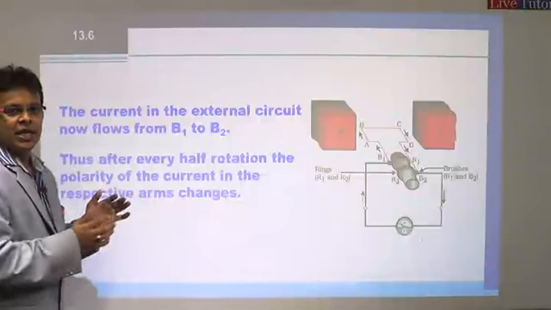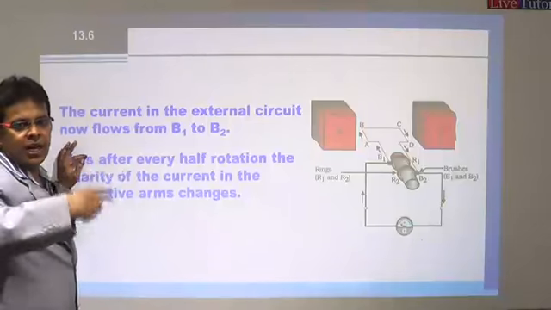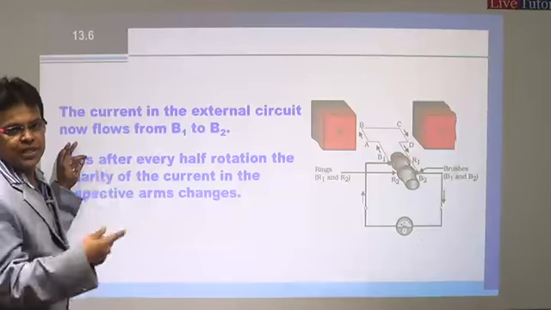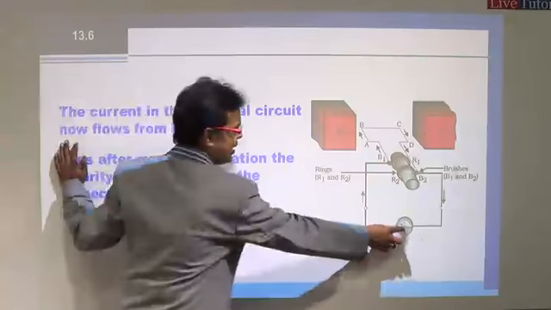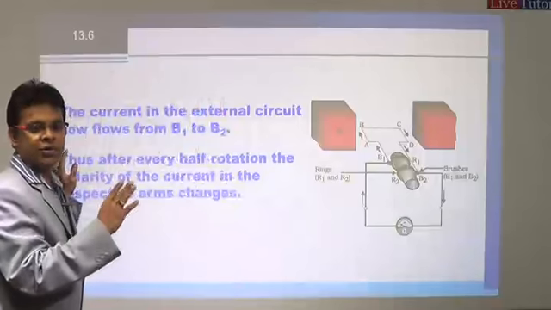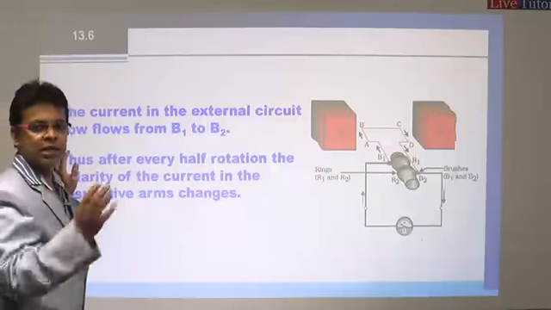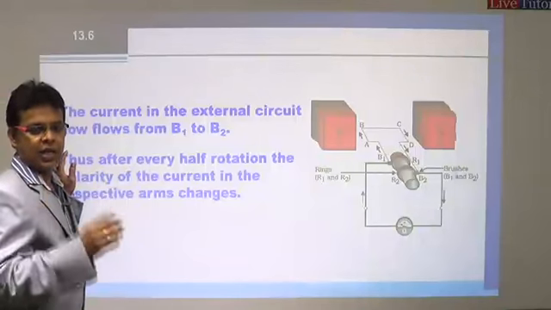So like this, after every half rotation, the polarity of the current in the arms changes. Due to that, the current will keep on changing, so that you can see the galvanometer will show deflection on the opposite side. First half rotation, left hand side, means the second half rotation it will show on the right hand side, that is, the right direction.